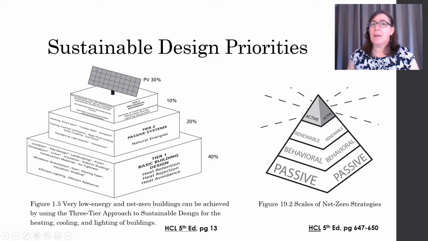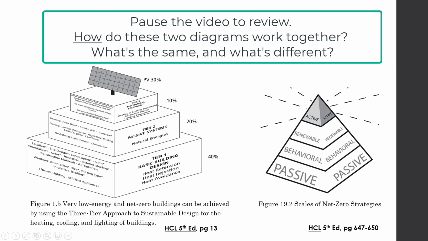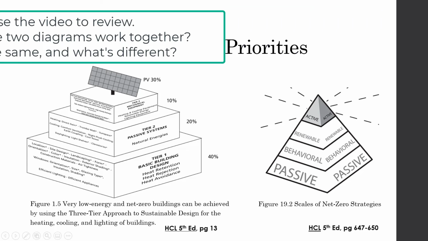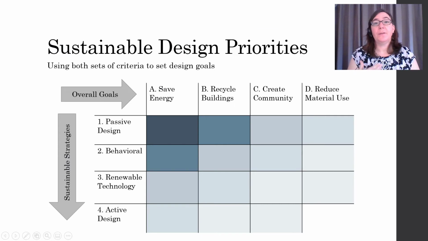If you're thinking, boy, this sounds familiar, you are right. Last week, we took a look at the three-tier approach to sustainable design. On the right, we're talking about prioritization of different sustainable design strategies, and they work together. Different criteria can be combined in order to select the sustainable design priorities for any particular project.